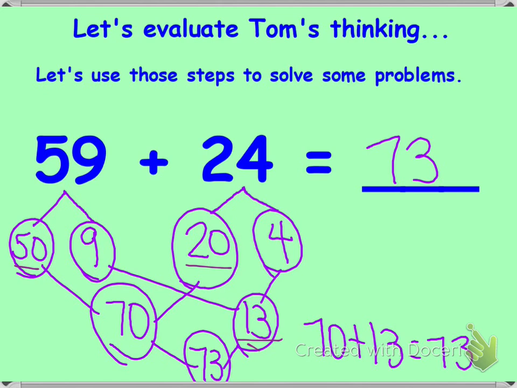Does that make sense? Does 70 plus 13 equal 73? Does 73 make sense as the answer? No, because we already have 7 tens. We had to add one more ten. So no, that doesn't make sense. Because remember, we have 3 ones plus 0 ones. That's 3 ones. Now we have 1 ten plus 7 tens. Well, 1 plus 7 equals 8. So I should put 83.